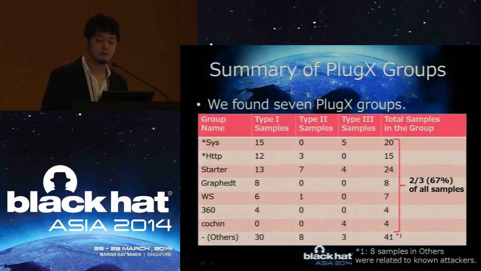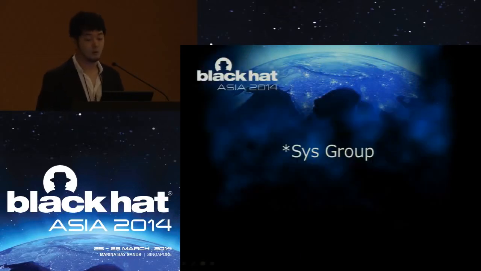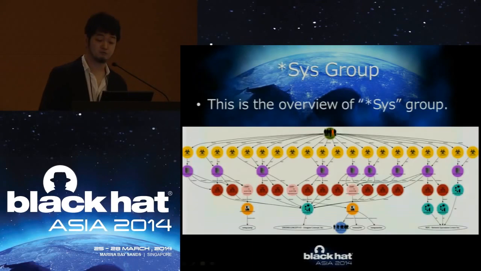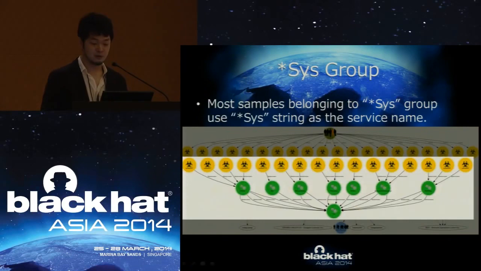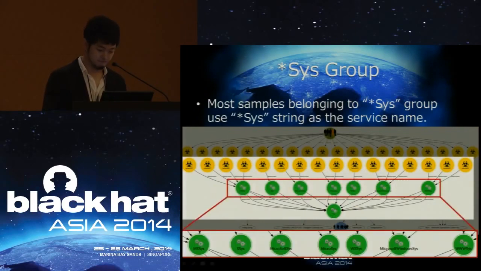And this is the list of PlugX groups we found at this time. As you see, there are 7 groups. Okay, we describe each PlugX group. First, cis group. This is the complete graph of cis group. Most samples belonging to cis group use the cis string as the service name, like this: MS cis, S cis, Microsoft cis, and so on.